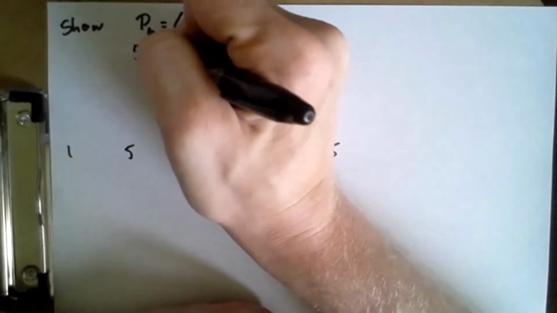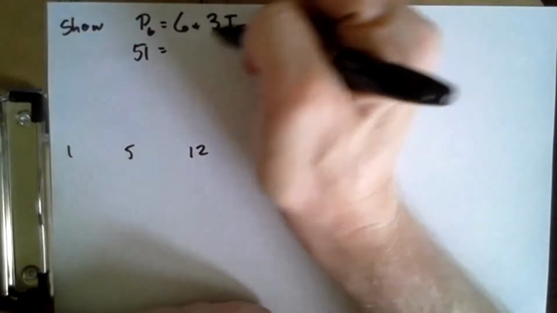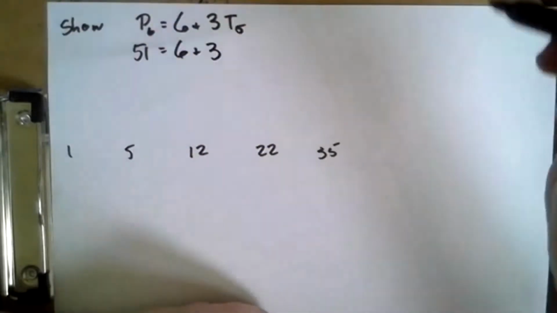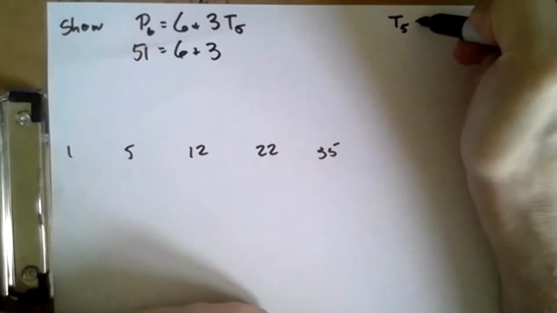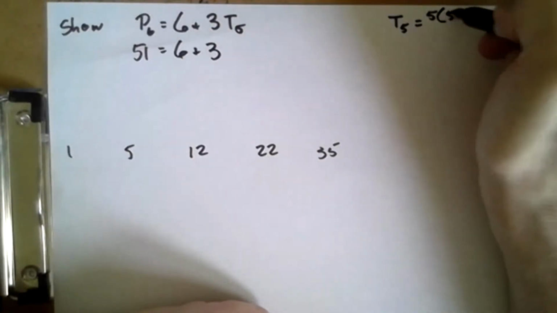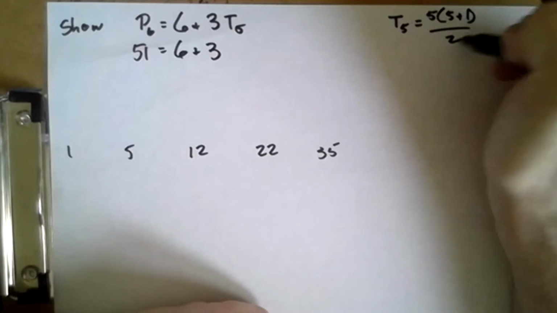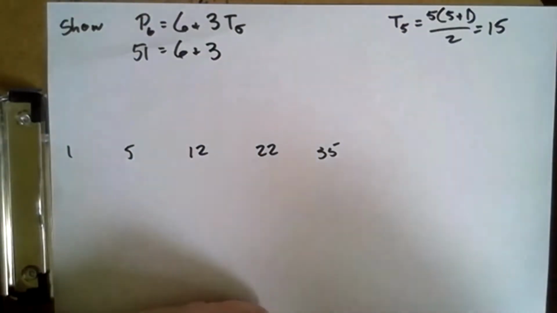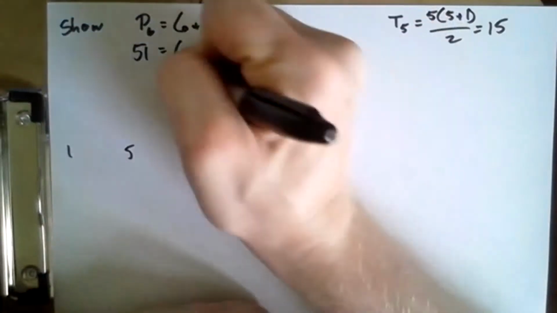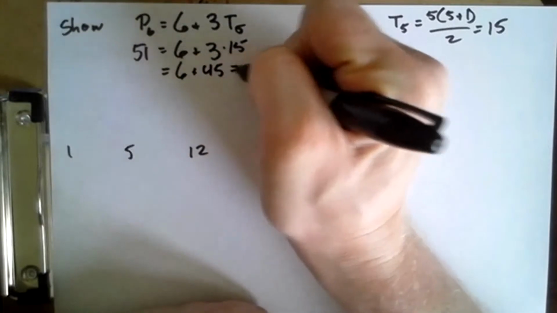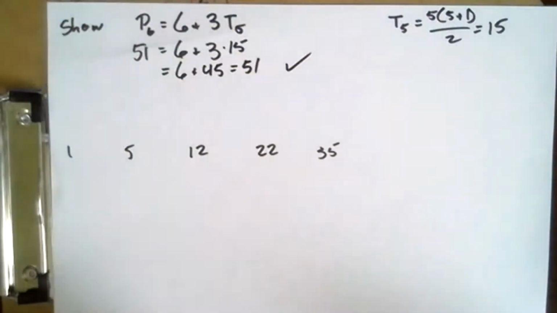Okay, so P6 we know to be 51, and we're saying that's equal to 6 plus 3 times T5, and T5 will be 5 times 5 plus 1 over 2, which is 15. Well, 6 plus 3 times 15, that's 6 plus 45, which is 51, so that works.